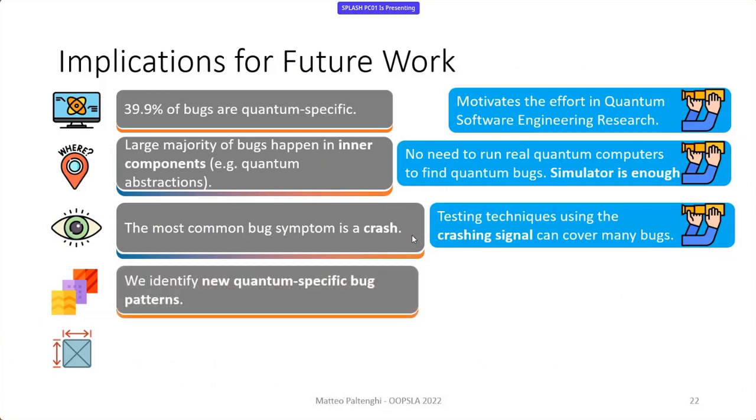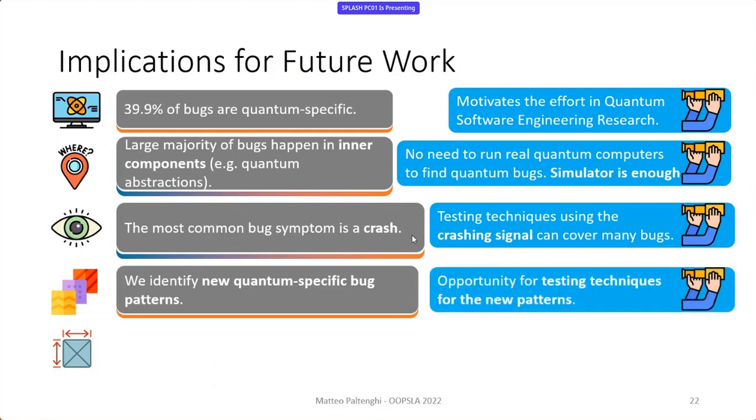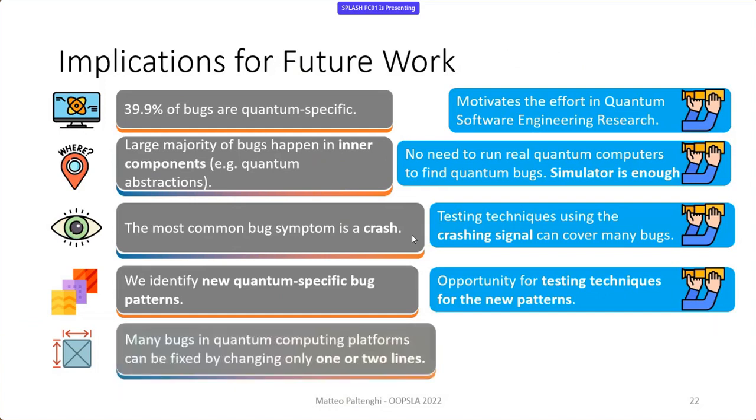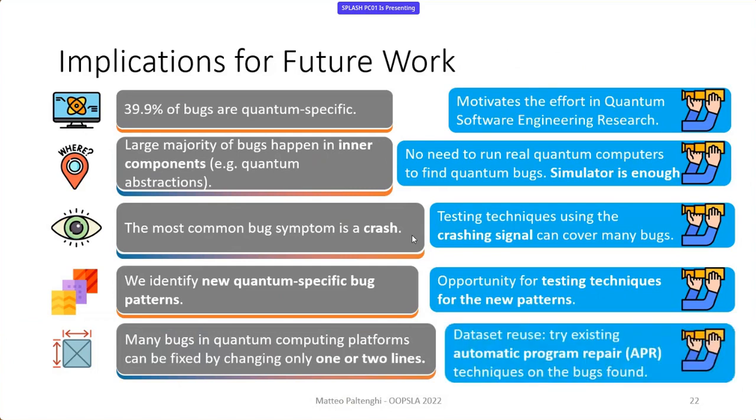Finally, we identified new quantum-specific bug patterns, as I've presented in the taxonomy, which is also available in the paper in more detail. And this calls for opportunities of testing techniques which are specifically focused on some of them, which we didn't target as much before. Then in terms of complexity, many of these bugs can be fixed with 1 or 2 lines, making it a good avenue to try and reuse existing techniques. So to link the two things, reuse automatic program repair, for example.